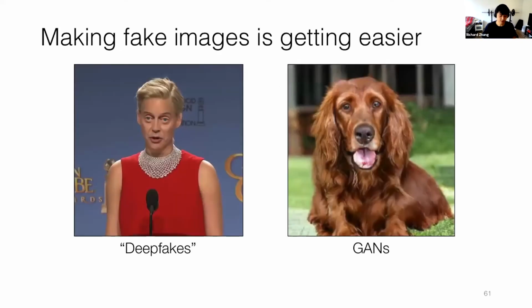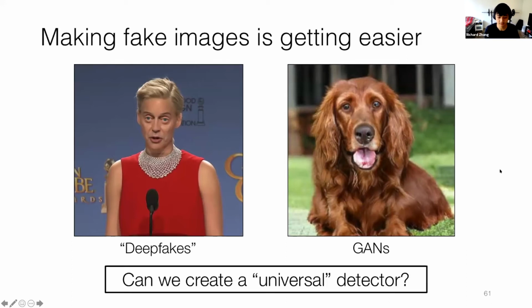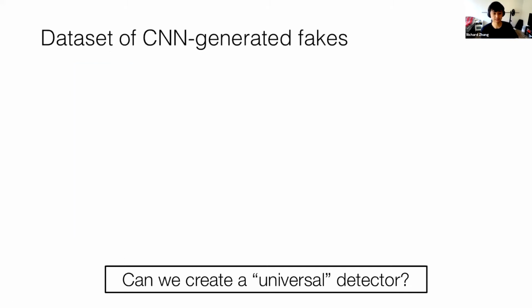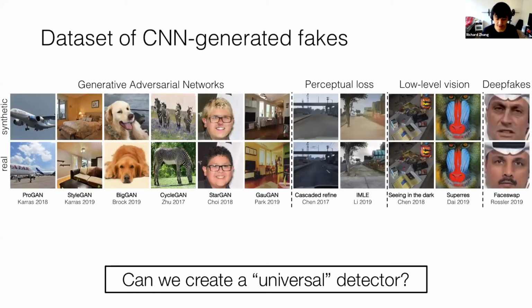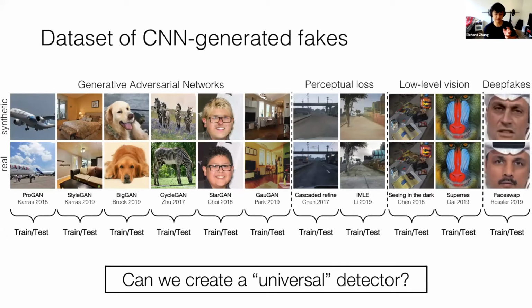Okay, now we do still care about deepfakes because perhaps this is a problem that will be of greater concern in the future. For example, deepfakes and GANs are making fake imagery easier and easier. And here we're asking, can we possibly create a universal detector to catch these? To study this, we got a data set of CNN-generated fakes from all sorts of different types of generators. Now, if we were to take the previous approach, we would specialize. We'd train one detector for every single one of these, and it would be able to catch that specific algorithm just fine. But we don't actually know how well it'll generalize to future algorithms.